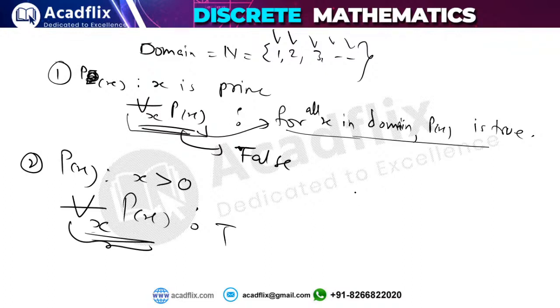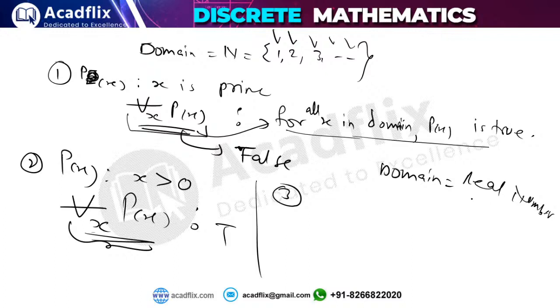And remember, when we change the domain, then the truth value may change. For example, let me change the domain. Now I am asking you the third question, and I am giving you a different domain. The domain is the set of real numbers, all the real numbers. You already know what a real number is. Real numbers include all the positive numbers and negative numbers. For example, -1 is a real number, 0 is a real number, 1 is a real number, 1.3 is a real number, 1.333 is a real number, and so on. So the domain is basically the set of all real numbers.